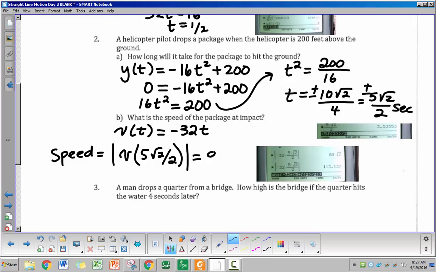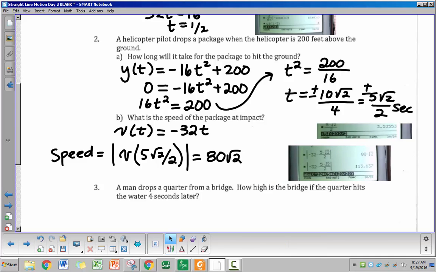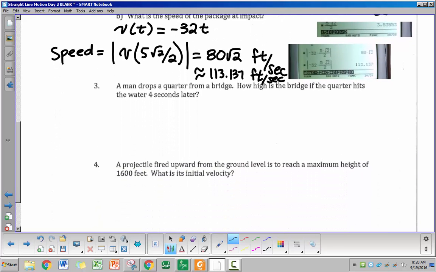So this is equal to 80 root 2. What are our units here? Feet per second. Or approximately 113.137 feet per second. Now, in AP Calculus, you have to have 3 places after the decimal. What? Yes, I know. It's annoying, but that's what their rule is.